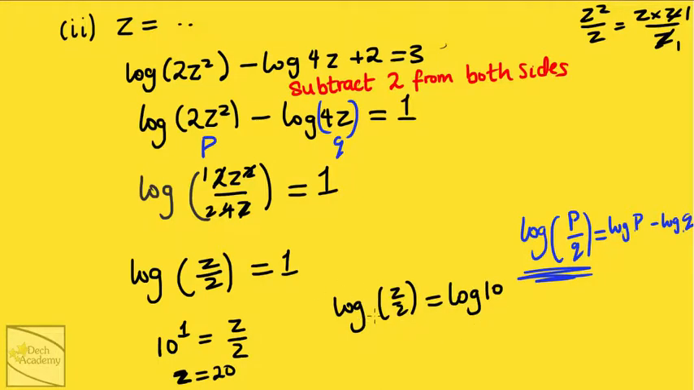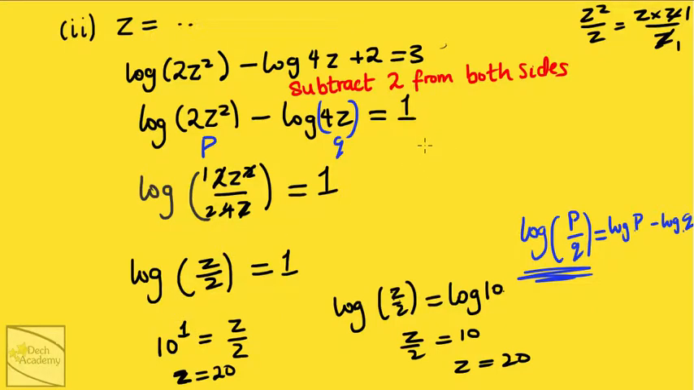So by comparing both sides, because you're saying the log of something is equal to log of something, those two things must be the same. So z over 2 must be equal to 10. So z must be equal to 20. So that's another way. But the first way is the most direct way that will always work.